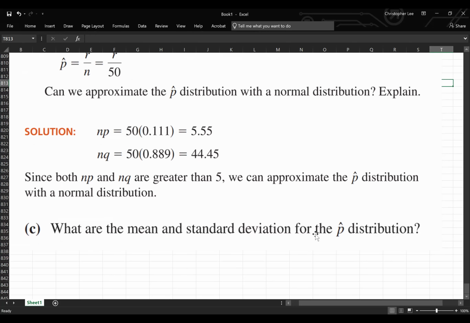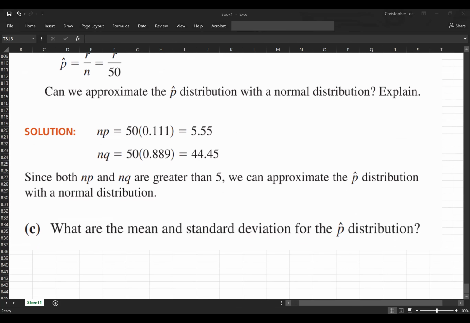So what are the mean and standard deviation for the p hat distribution, right? So remember, the mean is going to be the same thing as the p, right?